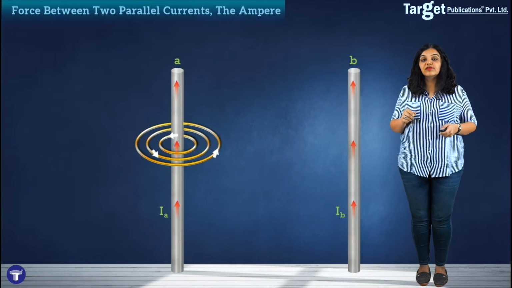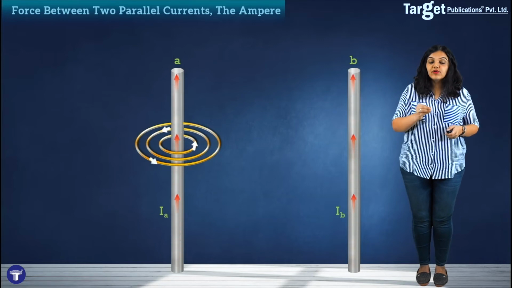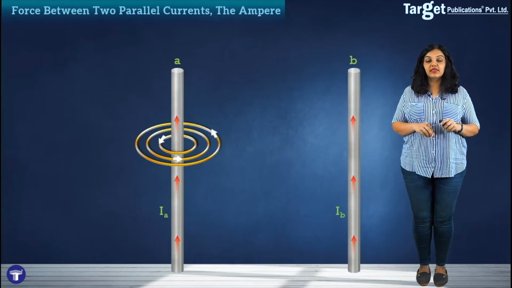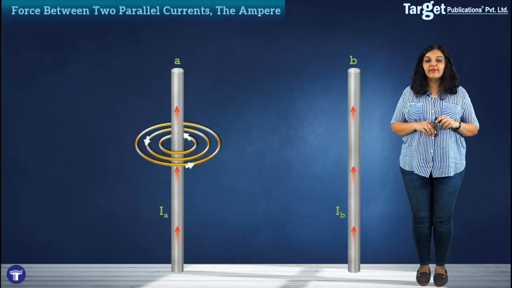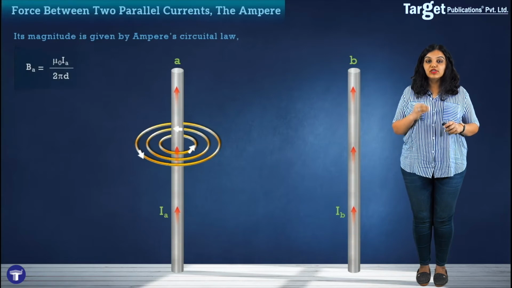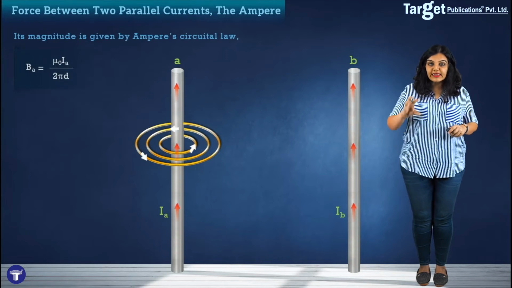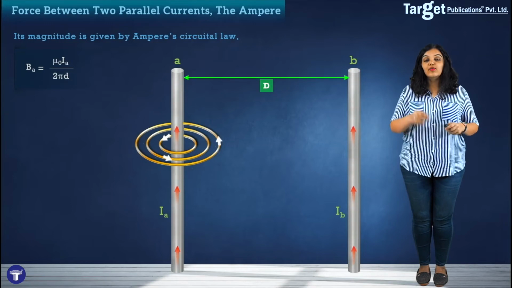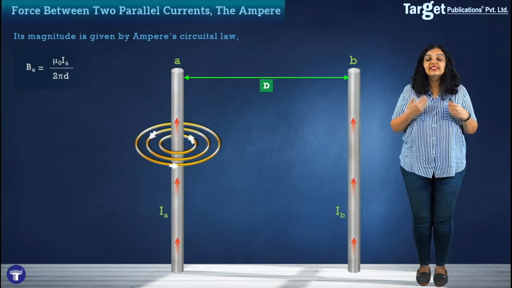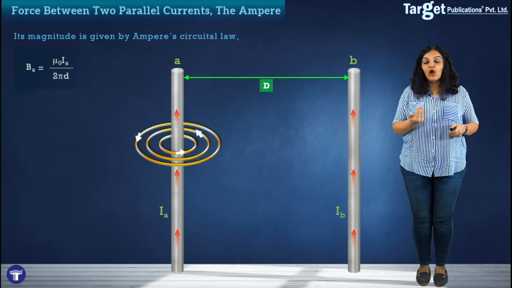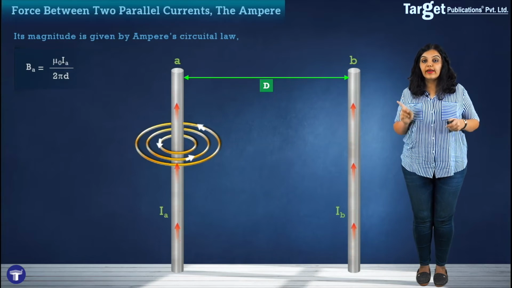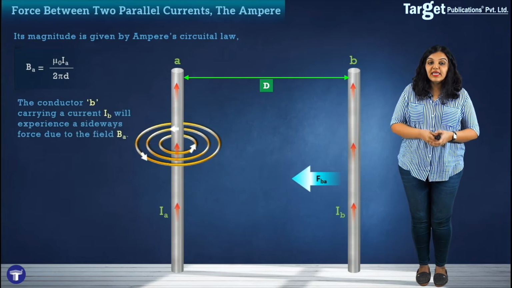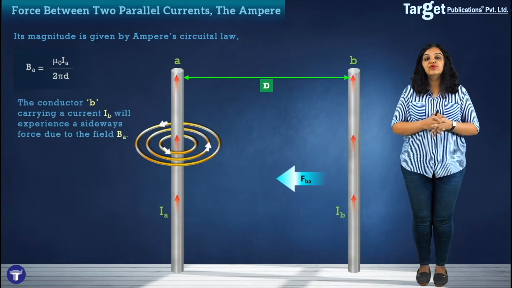So first I'm going to write down the answer to the magnitude of the magnetic field produced due to conductor A. That's given by Ampere's circuital law, and the expression for that magnitude is mu naught IA upon 2 pi d. So remember, this is the magnetic field created due to the conductor A, and we are going to use this magnetic field as the external magnetic field for finding out the force acting on B. So now I can say that the conductor B which is carrying a current IB will experience a sideways force due to the field BA.